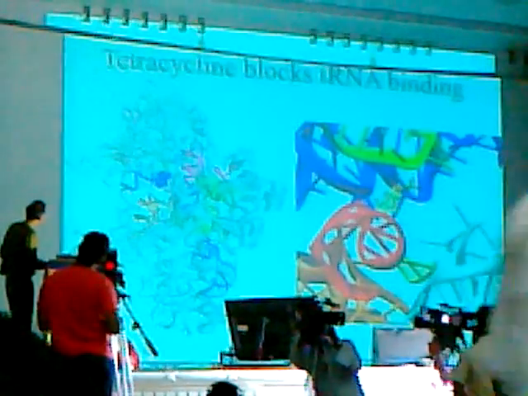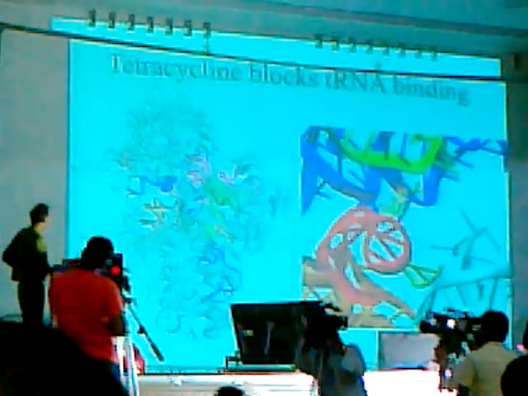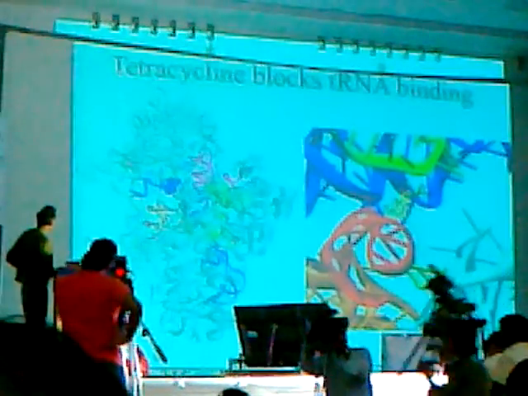Now, there's a very clinically important antibiotic called tetracycline, which binds over here. But it turns out this is exactly where those tRNA molecules that bring in the amino acids bind. So if you have tetracycline here, the tRNA won't be able to bind to the ribosome, and that's why tetracycline stops protein synthesis. Now I want to close with a couple of things.